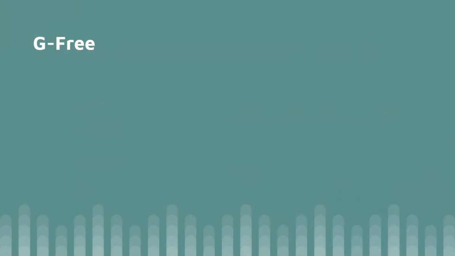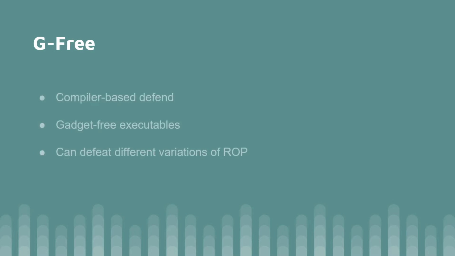Here, we're going to present an approach that was described in the paper G-Free. Essentially, it is a compiler-based defense that builds gadget-free executables. The executables do not contain exploitable instruction sequences that terminate with a free branch. In this way, we can defend against any return-oriented programming.